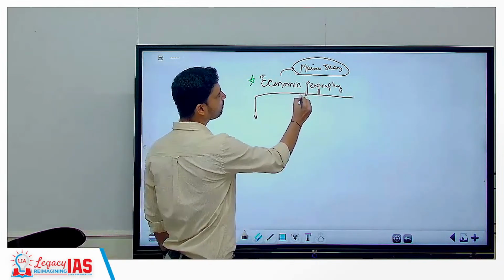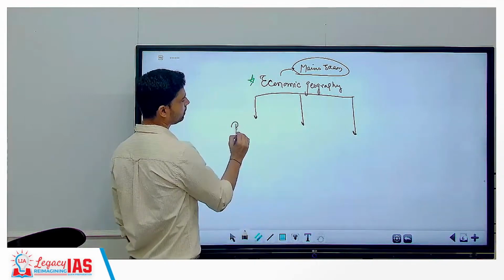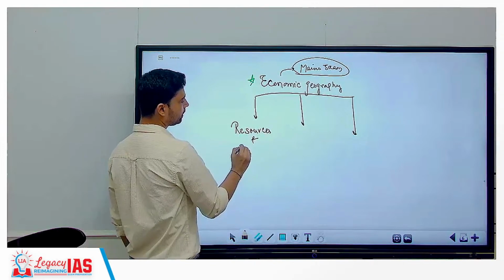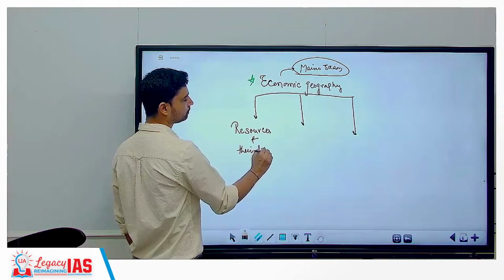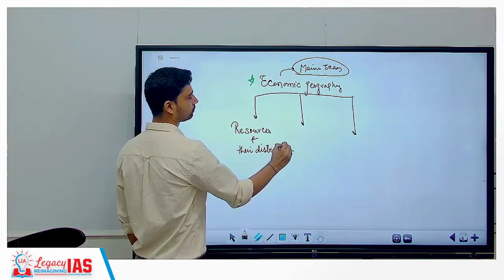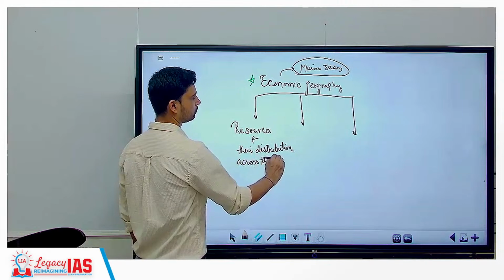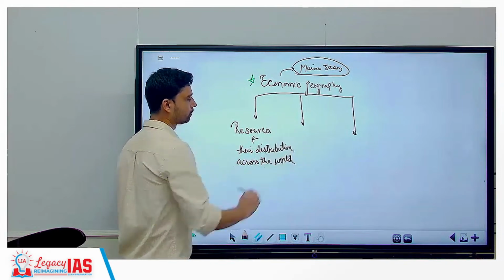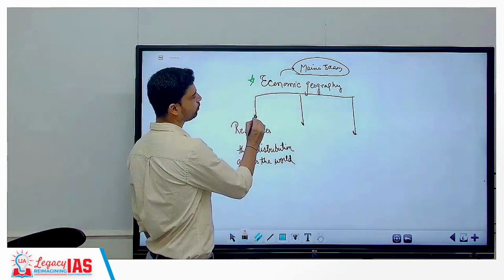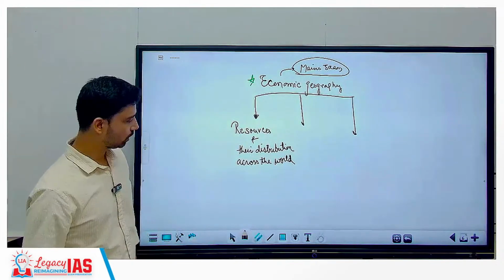So economic geography, total 3 chapters we have to study here. First is the resources and their distribution across the world.